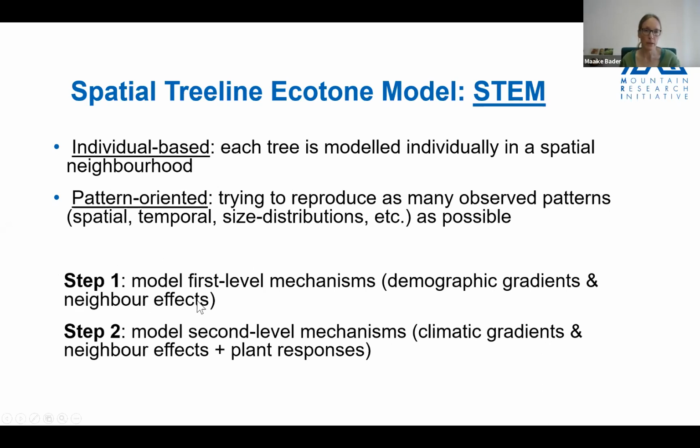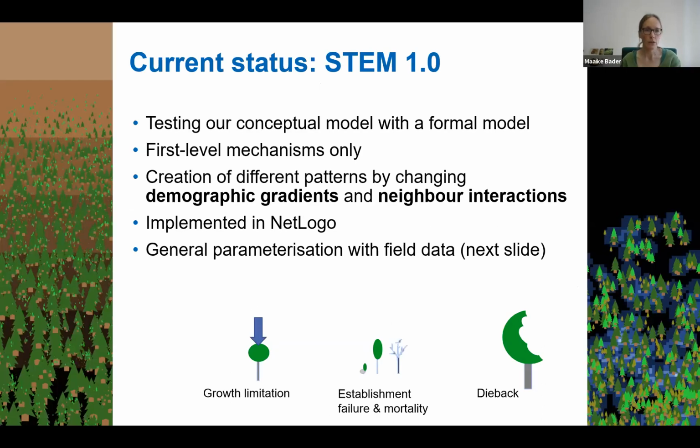So the first thing we are doing now is modeling these first level mechanisms, and the second step will be to also model the second level mechanisms, so to get more into climatic gradients and microclimatic effects. So this is the current status.